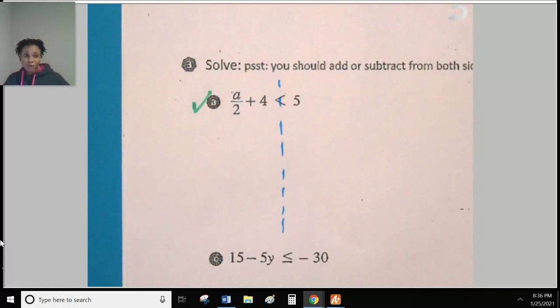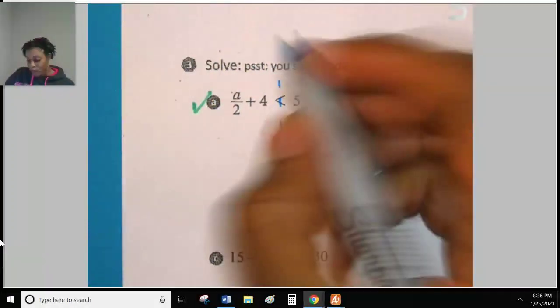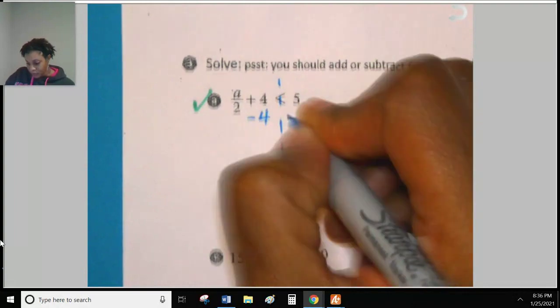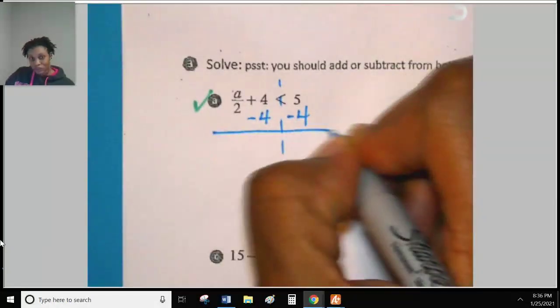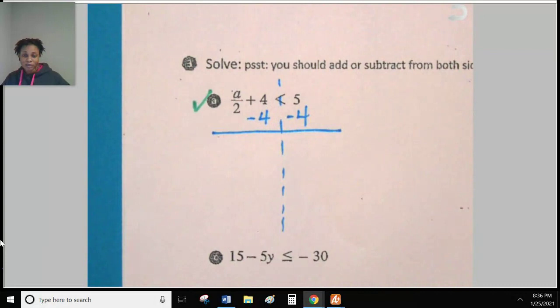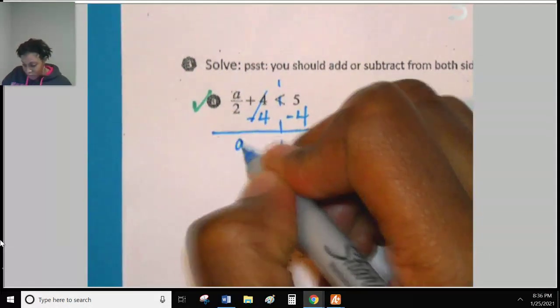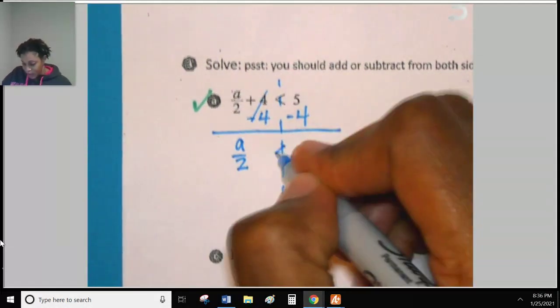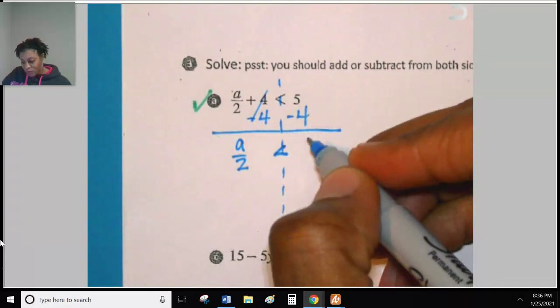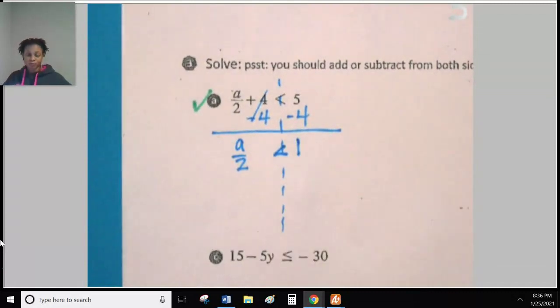So I'm going to undo addition by subtracting 4 from both sides. Draw that line straight across. Okay? Straight across. So a positive and a negative will cancel out. I'm going to bring down A over 2. Bring down my inequality symbol. 5 minus 4 is 1. Okay? So now this two-step has become, yet again, a one-step. It's a one-step division problem.